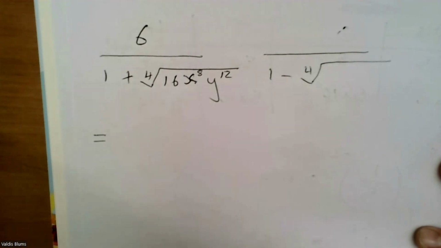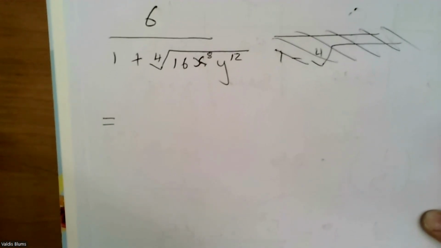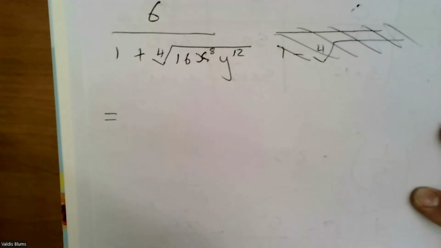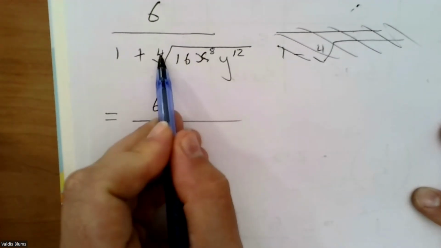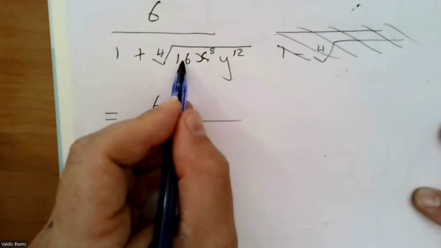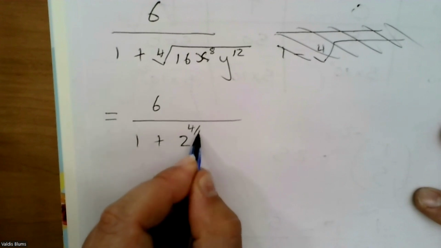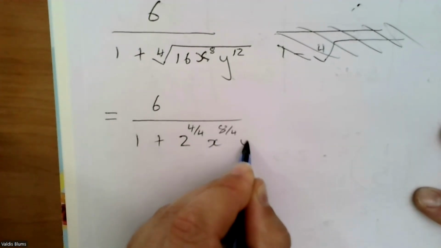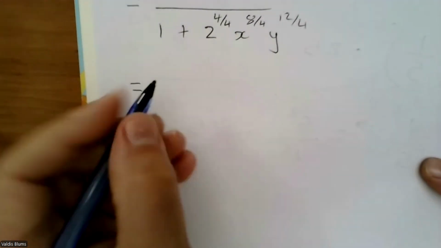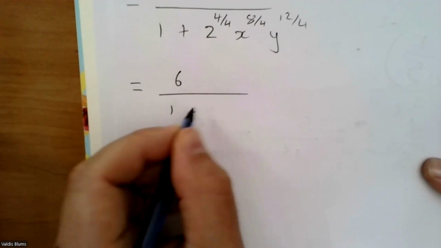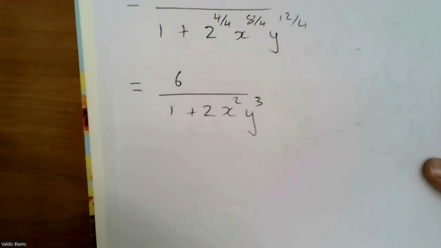But before we do that, because that can get quite messy, let's actually see if we can simplify this first. It might mean that we're writing less when we're doing the conjugate. So if we have 6 over 1 plus the fourth root, 16 is already 2 to the power of 4, we saw earlier. So we have 2 to the power of 4 divided by 4, x to the 8 divided by 4, y to the 12 divided by 4. Next line, we have 6 over 1 plus 2x squared y cubed. And I think that's actually as simplified as that can go.